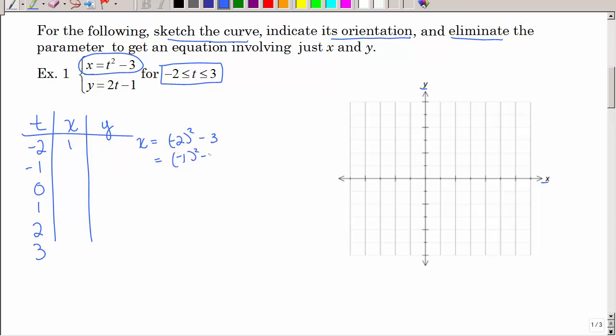And keep going in like manner. Do 0. Put in 1. Put in 2. And then 3. And we should get those values for x. Now we're going to put those same t values in for y. Right? So we have y equals 2 times -2 minus 1. Then we have y equals 2 times -1 minus 1. And then keep going.